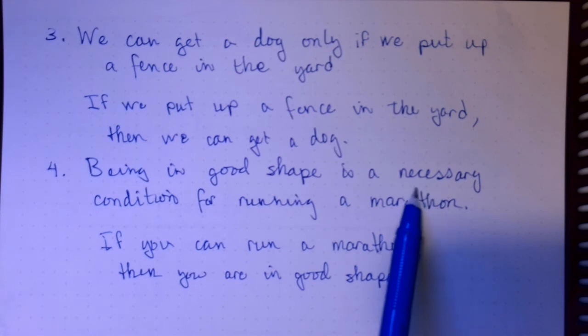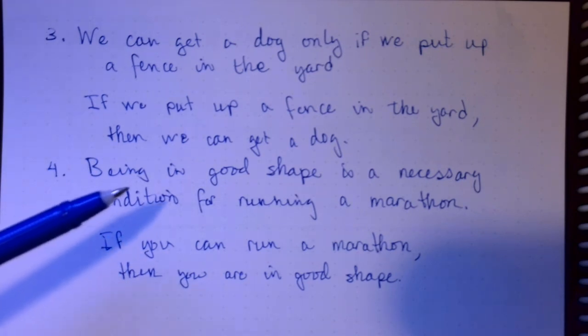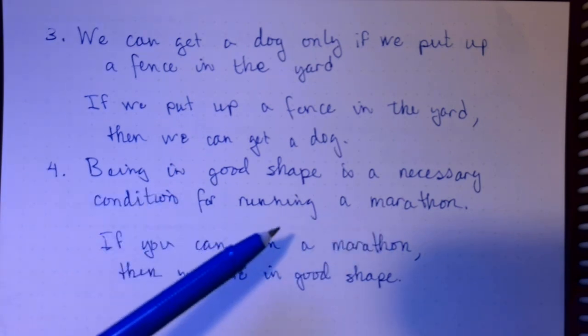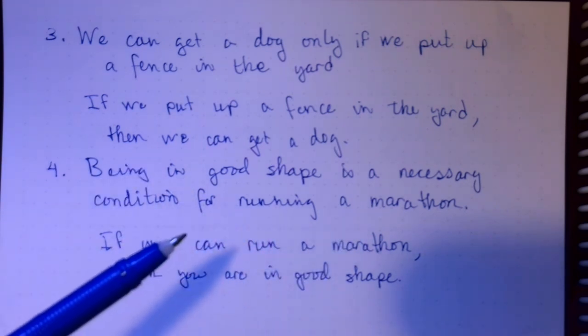So the necessary part is the second part in the standard if P then Q form. Remember, if you have a poodle, then you have a dog. So being a dog is necessary for being a poodle. You can't be a poodle without being a dog. Same thing here. Being in shape is necessary for running a marathon. So if you can run a marathon, then you must be in good shape.